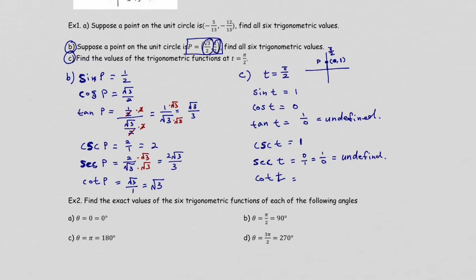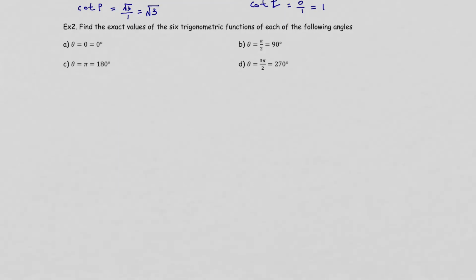And then cotangent t is going to be flipping 1 over 0, so it will be 0 over 1, which is going to be 1. Example 2 is finding exact value of 6 trig functions. And we have 4 exercises. Let's do C and D from this exercise.